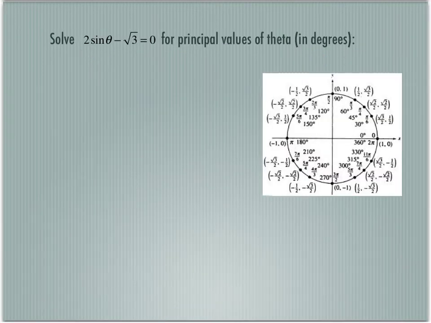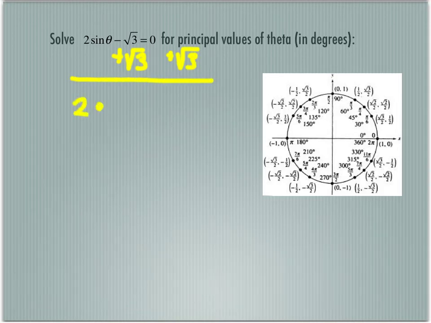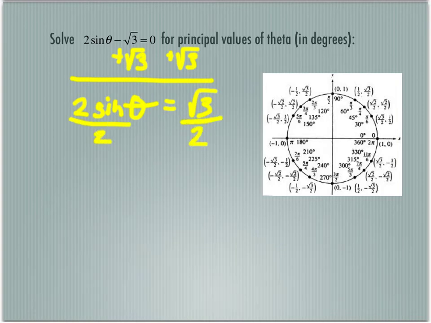So another example here. This one's a little bit trickier. This one says to solve this for principal values of theta in degrees. Now again, here we have to do a little bit of manipulation to try to solve this one correctly. I'm going to try to get the sine of theta by itself. So the first thing I'm going to do is add that square root of 3 to each side here. And after I do that, I'll get 2 sine theta equals the square root of 3. And then I'll want to divide both sides by 2.